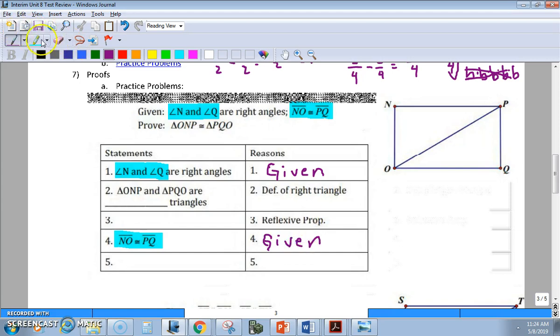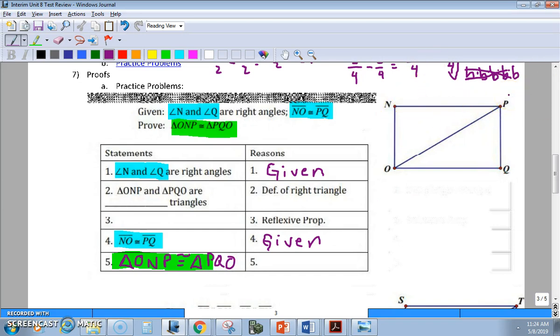Okay, and then the last thing you should always get correct too is, what are we trying to prove? Right, let's make that a different color. What are we trying to prove? Because that is always going to be the last statement that we make. Remember, statements and reasons, the same as claims and evidence. So here, what we're trying to prove is that triangle ONP is congruent to triangle PQO. Okay, in this figure over here to the right.